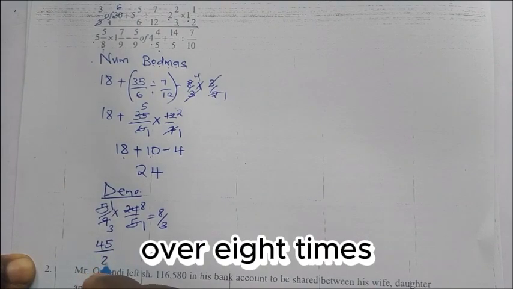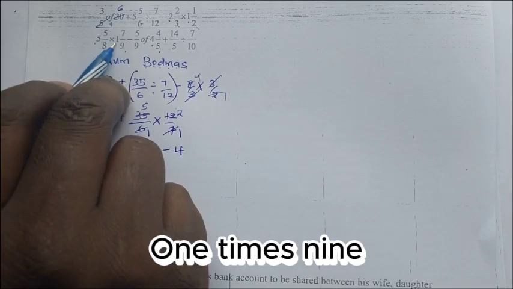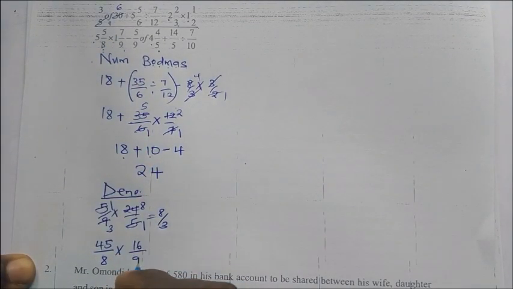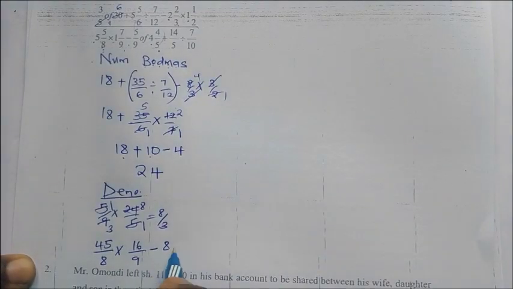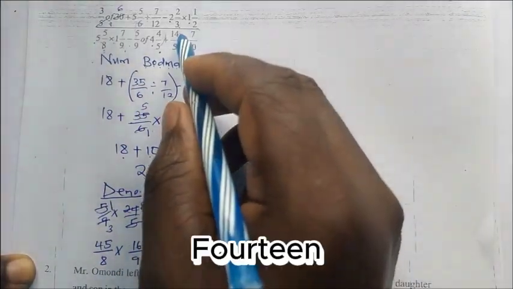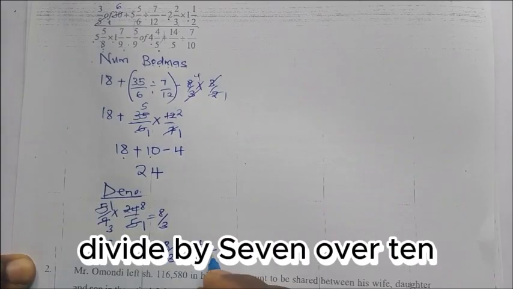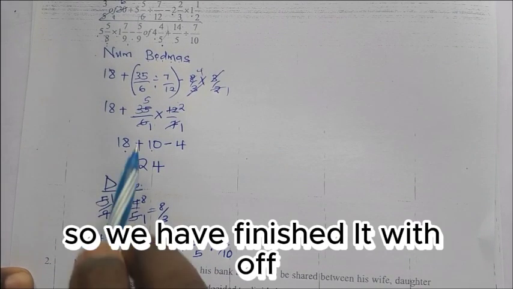over 8 times, this is 9, 1 times 9, 9 plus this 16 over 9, then minus what we have gotten from the of, which is 8 over 3, plus 14 over 5 divided by 7 over 10. So we have finished with of.